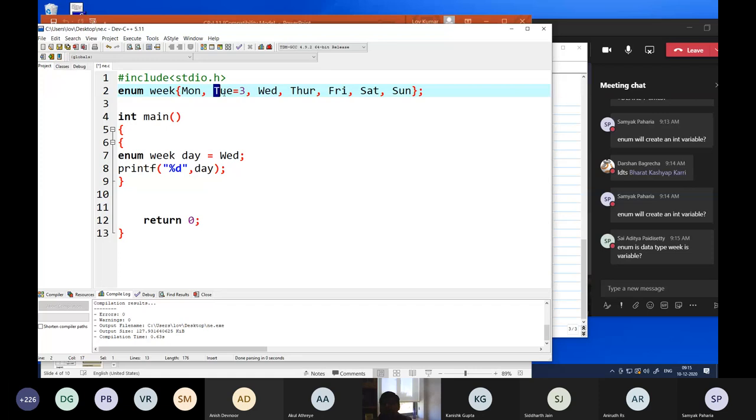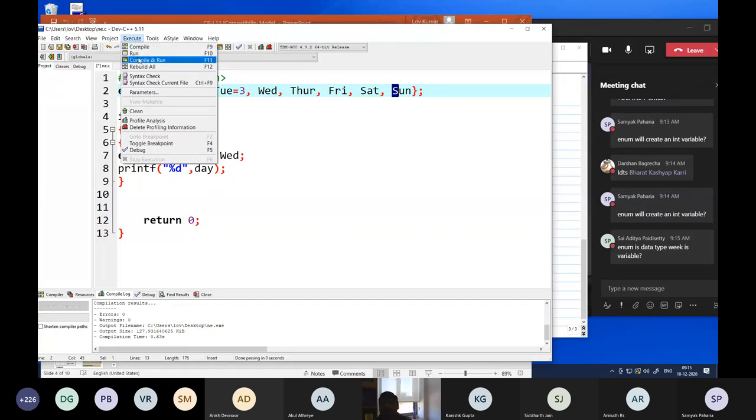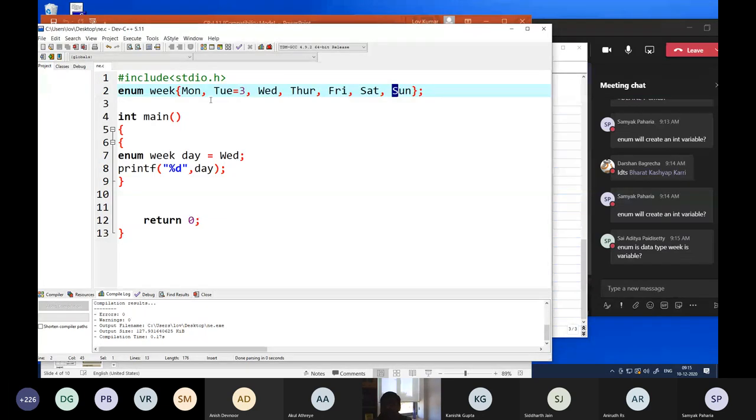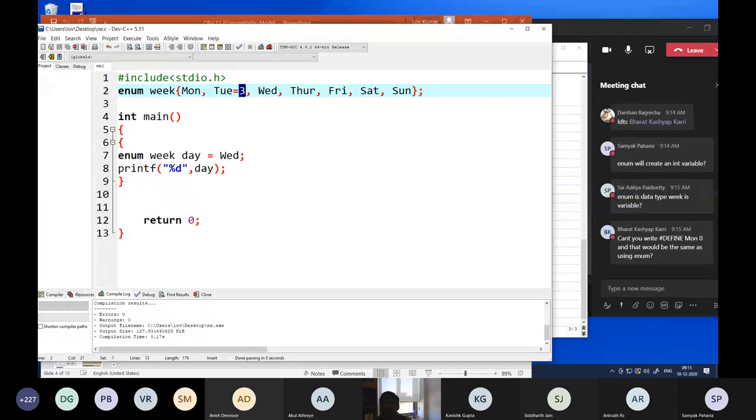Now here you can see, if you write equal to 3, after that the next values will start from 4, 5, 6, 7, 8. So basically it will follow a sequence. Just you can see we are getting 4 here. If you print Monday, by default it is 0. Here it will assign 3 to Tuesday, and after that all the next values become 4, 5, 6, 7, 8, 9, 10.